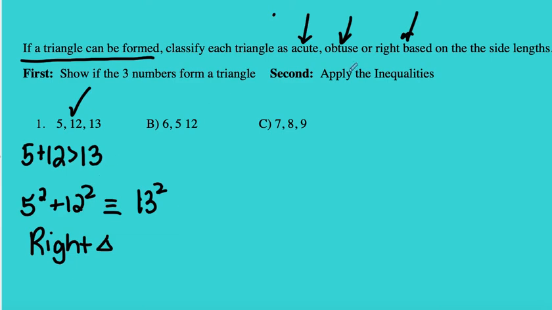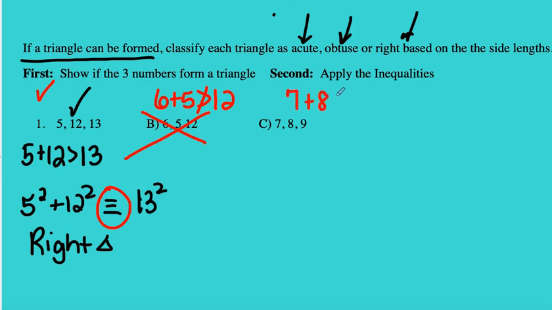Okay, so we apply the inequality, and that's how I apply the inequality. I don't put anything in this spot. I leave it as a blank so I can fill it in. All right, I go to the next one. First, I show if the three numbers form a triangle. Well, 6 plus 5 is not greater than 12, so no triangle exists. All right, I go to the next one. I show if the three numbers form a triangle. 7 plus 8 is greater than 9. 9 plus 8 is also greater than 7, and 9 plus 7 is greater than 8. So yes, a triangle exists.